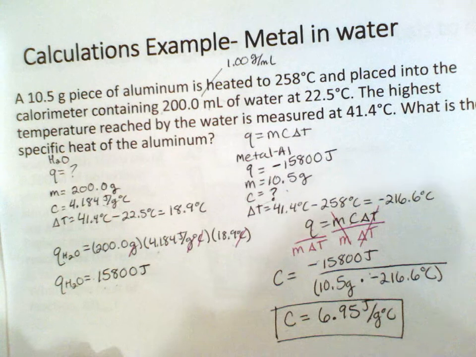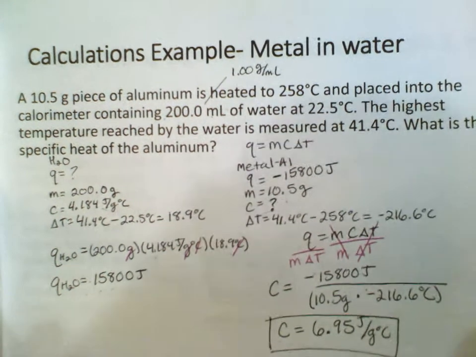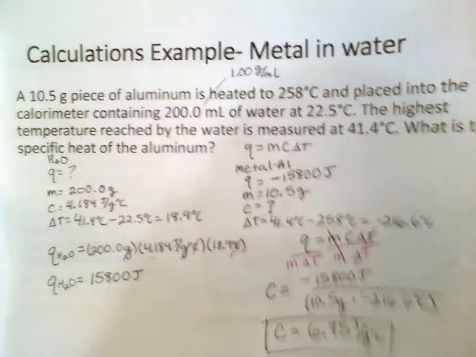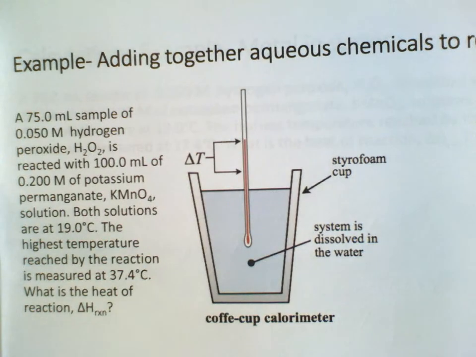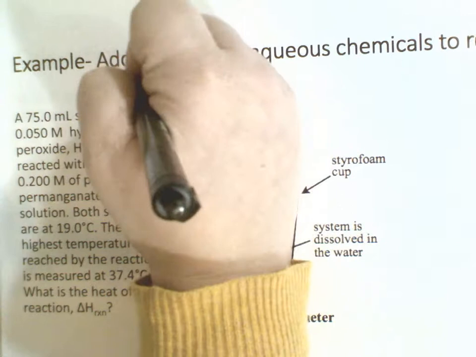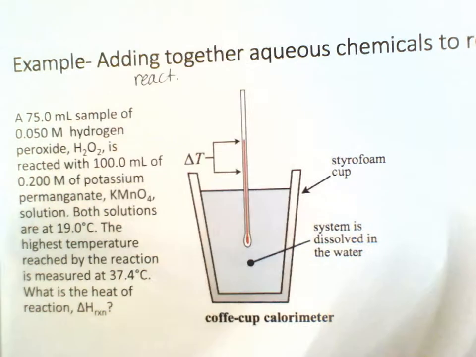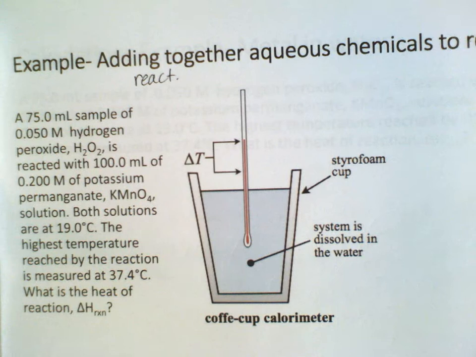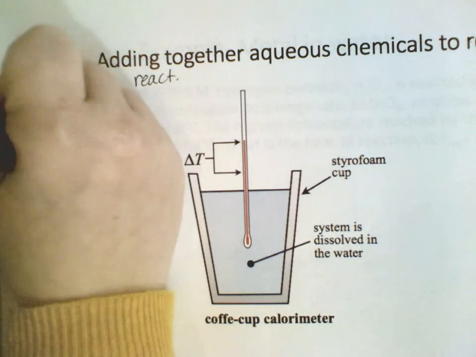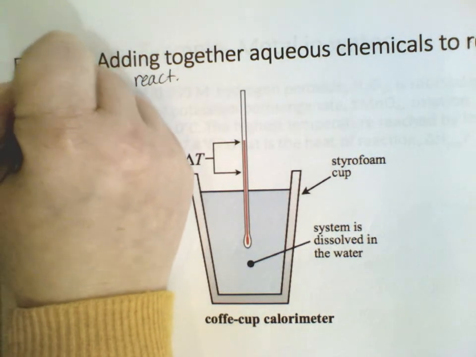So we're going to take a look at another situation. So that's calculating when we're just putting a metal or object in water. Our next situation we're going to look at is adding together aqueous chemicals to react. So our question here, let's read through it, and then we'll take a look at the calorimeter setup. A 75, actually I believe I changed this value on your paper, so I didn't change it on mine. So I changed it to 400 milliliters.